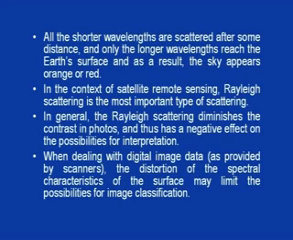In the context of satellite remote sensing, Rayleigh scattering is the most important type of scattering. In general, Rayleigh scattering diminishes the contrast in photos and thus has a negative effect on the possibilities for interpretation.